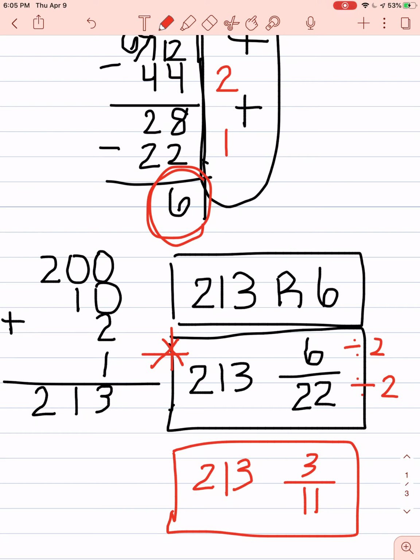We already reviewed fractions, so my expectation should be that you're writing your remainder as a fraction, okay? I'm going to do another video on how to divide whole numbers using just the standard algorithm, all right?